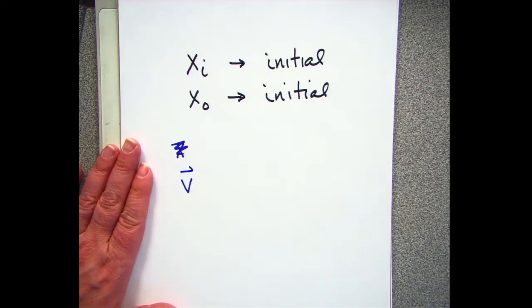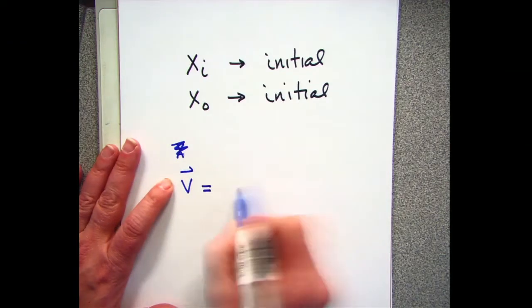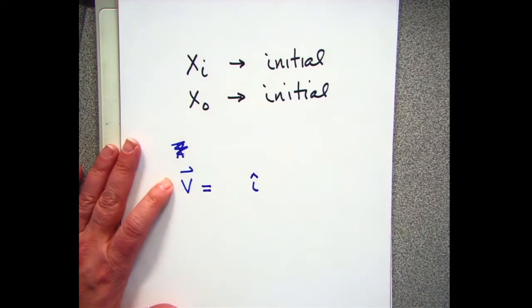You guys probably saw this in algebra or trigonometry. If I'm writing a vector, I'm going to write a vector v. It has direction and magnitude, and I represent vector v with a little arrow on it. If it's only in the x direction, I can write it with a unit vector i, which just has a magnitude of 1 in the x direction.